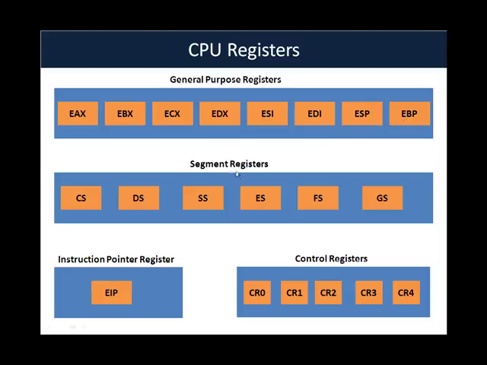The second kind of registers is the segment registers, which is CS, code segment, DS, data segment, SS, stack segment, and then others ES, FS, and GS, which are generally pointers used for other segments.